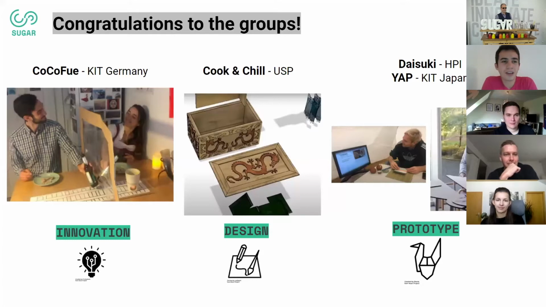Congratulations to all the groups, but these 4 groups, in different fields, were the winners. In innovation, we have Coco Food from Germany, who presented a Swedish cuisine. In the field of design, we have Cook and Chilled from USP, who presented a Chinese cuisine. And finally, for prototype, we have the HPI group Daisuke and You Are Pizza from Kai IT Japan. I highly recommend everybody see all the videos, and congratulations, guys. It was really funny to see all the presentations from you.